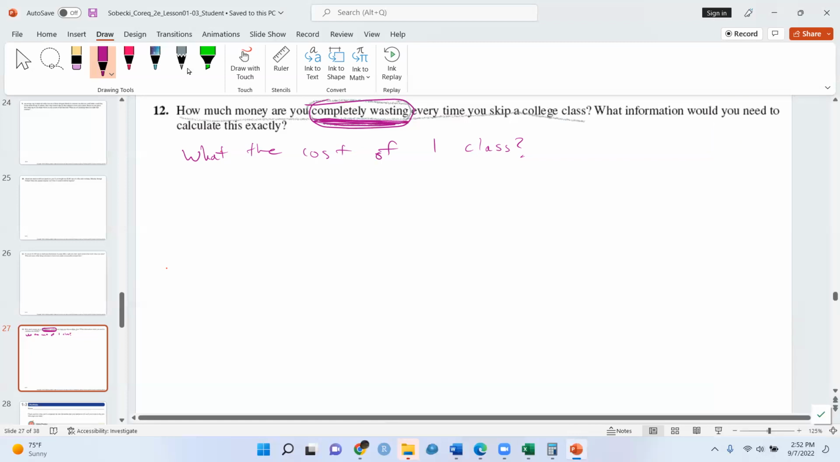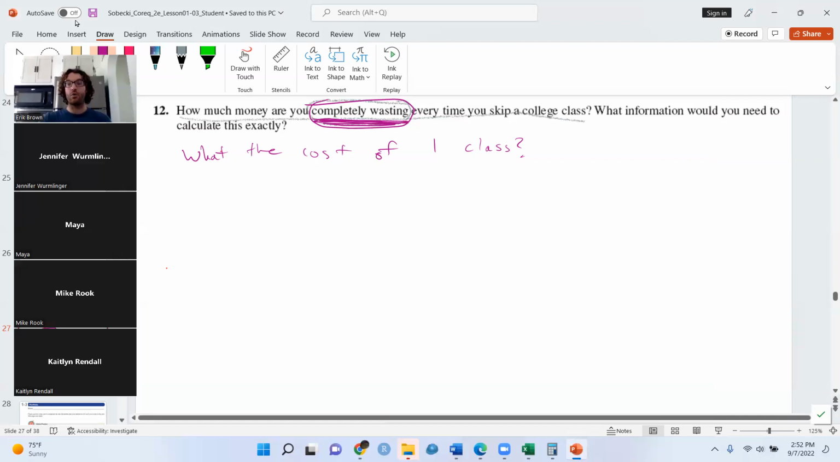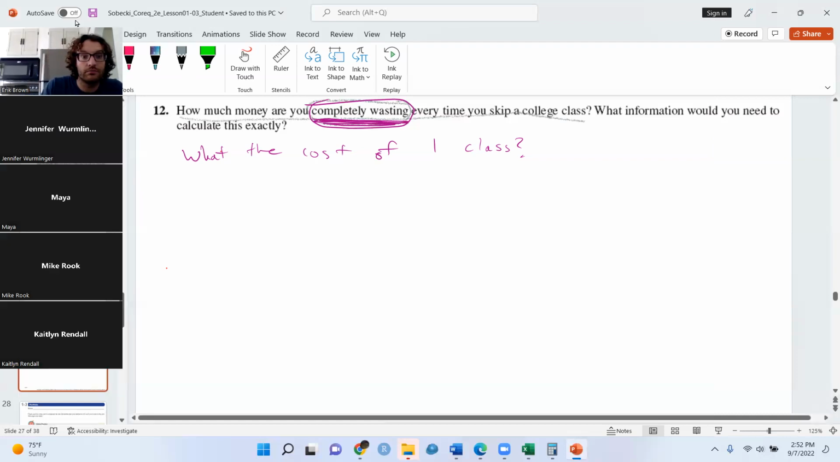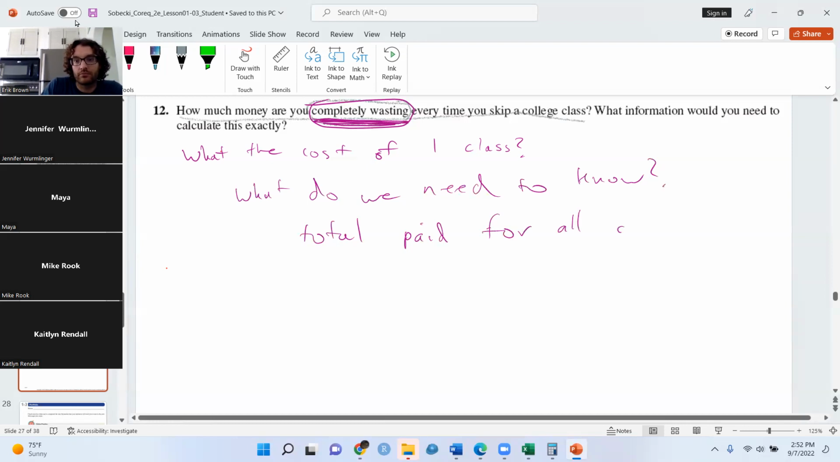Kind of an open-ended question, and I don't have the answers for you, right? So what would we need to know? You would need to know how much you paid in total and the number of hours you are in the class total. Love it. Okay. Total paid for class. What else? Total hours. Is that it? Is that all we need?